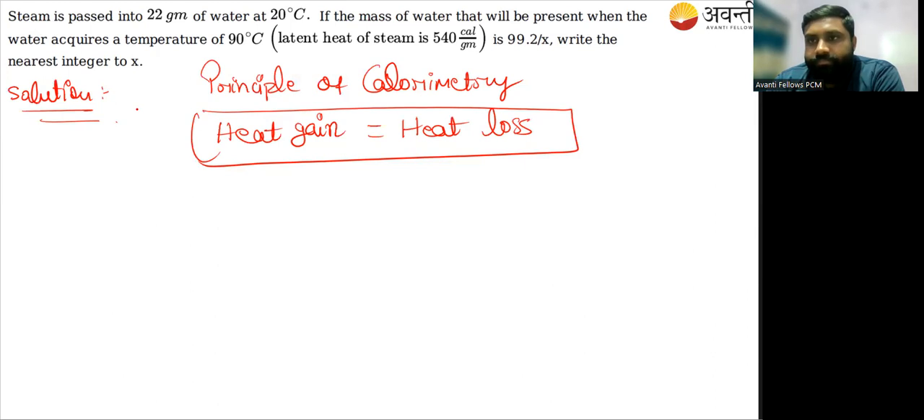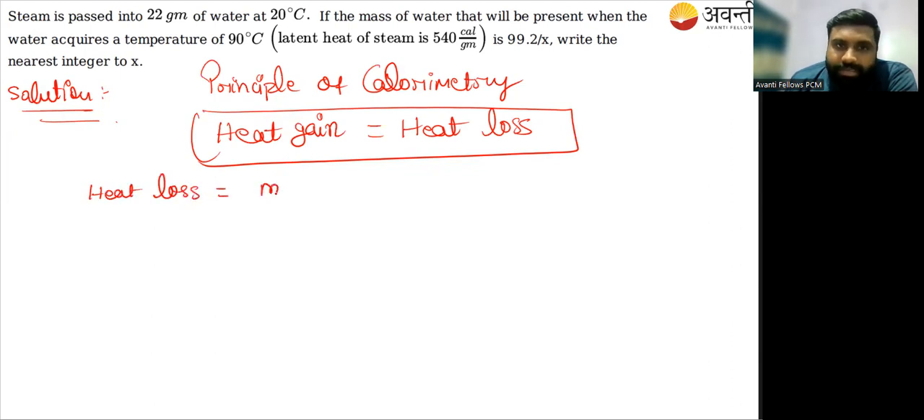So when it is losing heat, that steam will condense and convert into water. So some of the mass of steam will convert into water because of heat loss. So we will calculate the heat loss first. Heat loss will be, let's say m, the mass of the steam that is lost, multiplied by the latent heat, since the phase transition is happening. So m into 540. And it is given in calorie per gram, so all units we will take in calorie and gram.